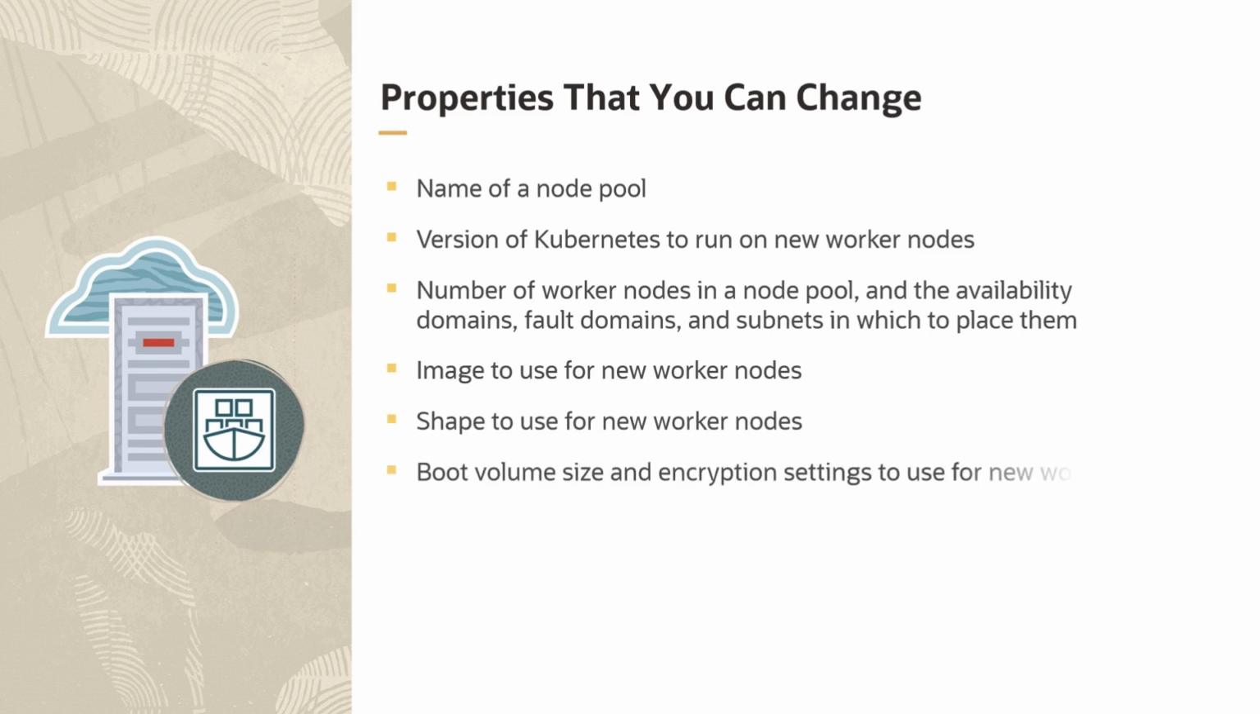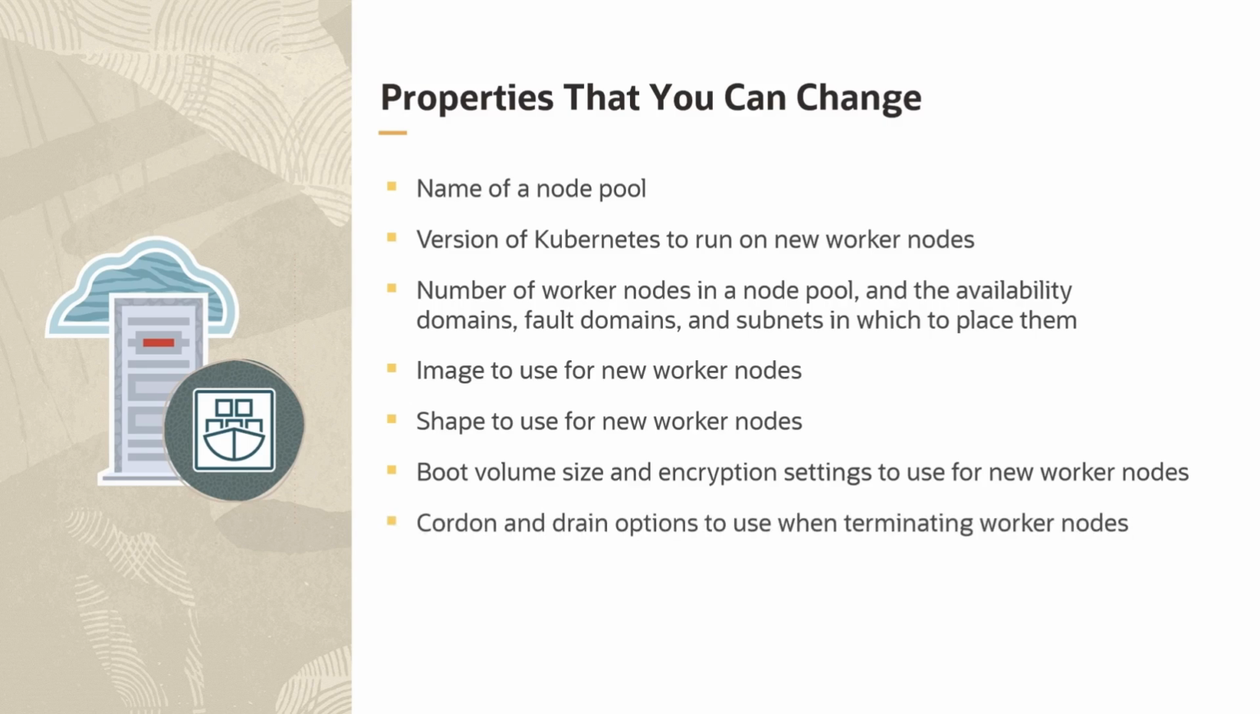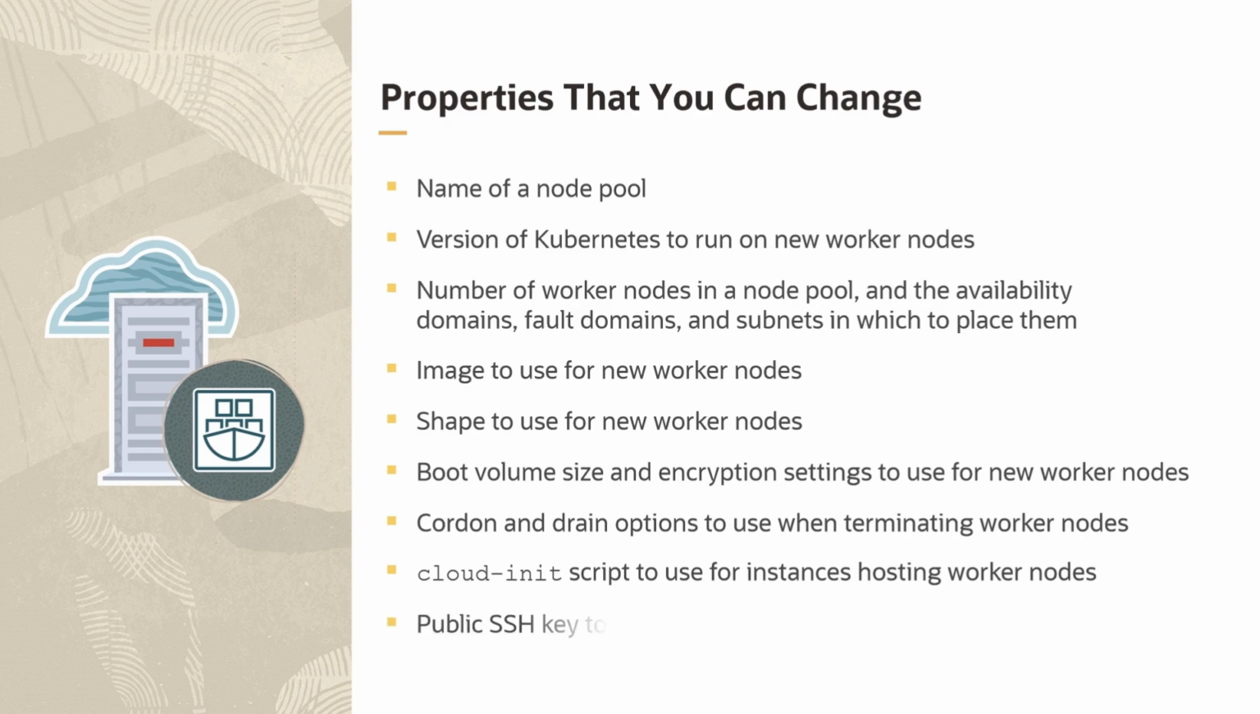You can also set boot volume size and encryption settings for new worker nodes. You can specify termination strategies for worker nodes by setting cordon and drain values. With the help of Cloud Init script, you can define the script for instances hosting worker nodes. And you can also set the key for accessing new worker nodes within your node pool.